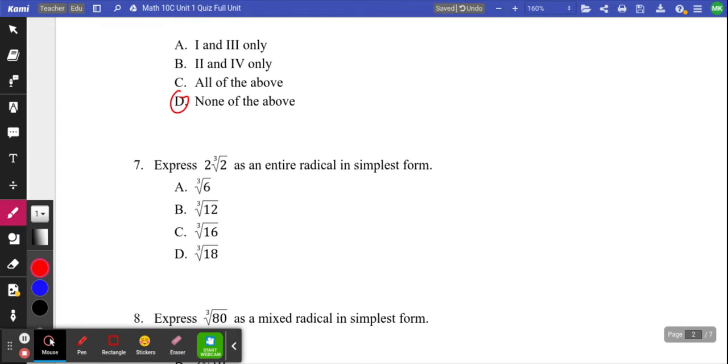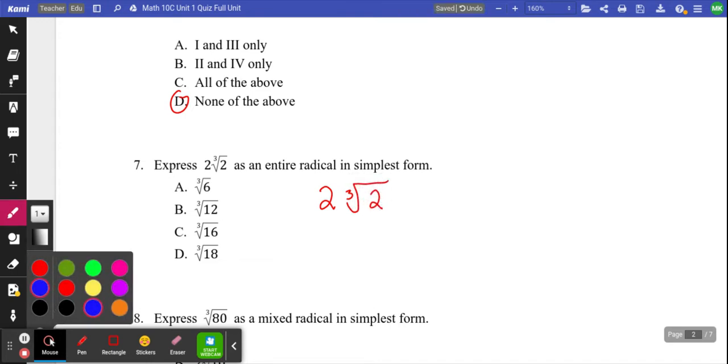Number 7, express as an entire radical. That means we don't want the coefficient. So we need to get rid of this coefficient somehow. To get rid of this coefficient, you take it, you move it underneath by the radicand, and you multiply it to the radicand. Now remember in math, anytime that we do something, we have to balance it out.